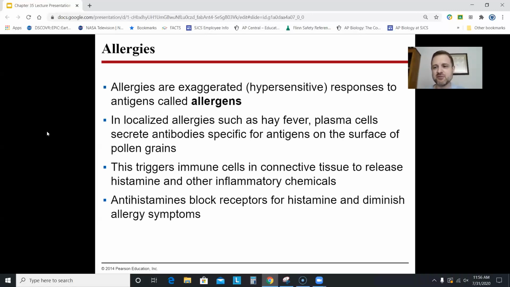Allergies, we discussed this already. Allergies are when your immune system is being hypersensitive to things like pollen. They might trigger that inflammatory response with histamine. Pollen should not trigger an immune response, but it does, because our immune systems can go overdrive sometimes. And antihistamines, again, are medications like Sudafed that block the receptors for histamine, so it diminishes the immune response.